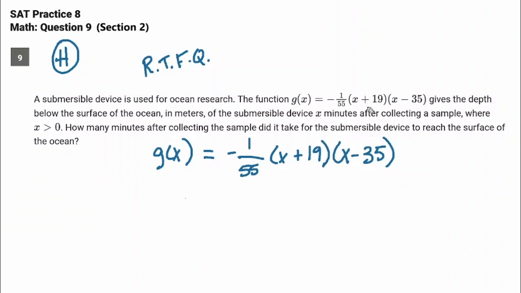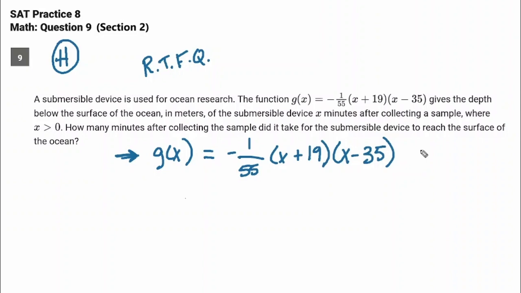ETS tells you right here. It's the depth below the surface of the ocean. So this function right here is what? It's the depth below the surface of the ocean, x minutes after collecting a sample. How many minutes after collecting the sample did it take for the submersible to reach the surface of the ocean?